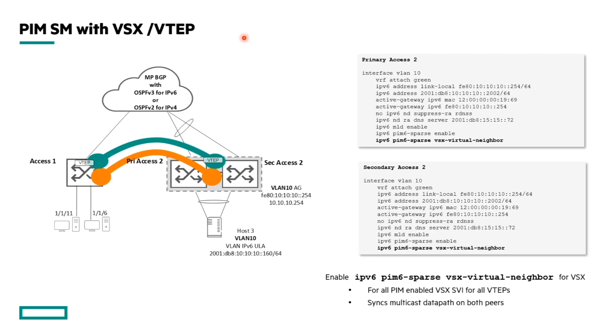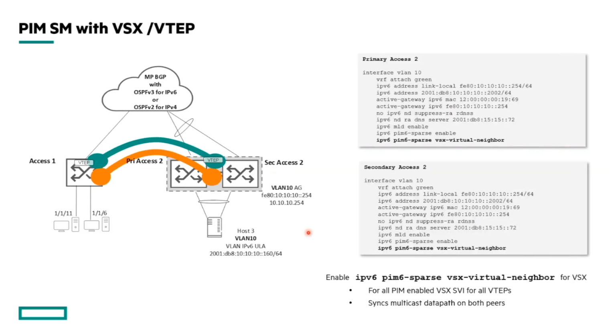The next configuration snippet I'd like to look at is when you're using PIM sparse mode with VSX and the VSX VTEP. When you're using VSX, we have to synchronize the multicast states between primary and secondary. So when you're using SVIs on VSX, you have to enable the IPv6 PIM6 sparse VSX virtual neighbor command.